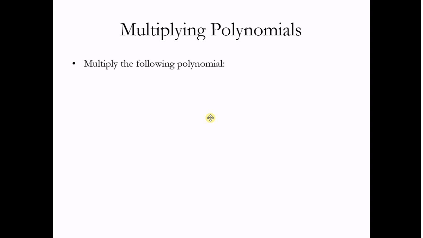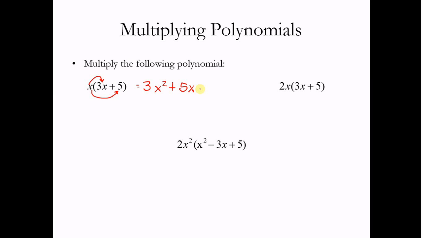Multiplying polynomials. We're going to multiply first a monomial into a binomial or a trinomial. You guys have done this before. Basically, it's the distributive property, right? So x times 3x: 3 times 1 is 3, x times x gives x squared, because I add my exponents, 1 plus 1 gives me the 2. And then let's multiply the x and the 5, that's 5x. 3x squared plus 5x. That's all we're doing, we're just multiplying.